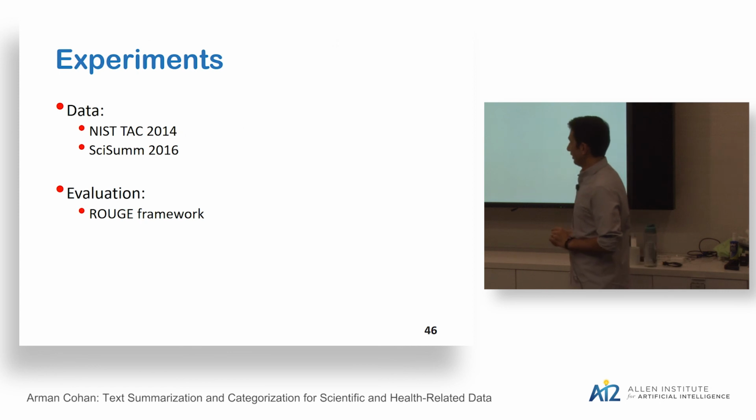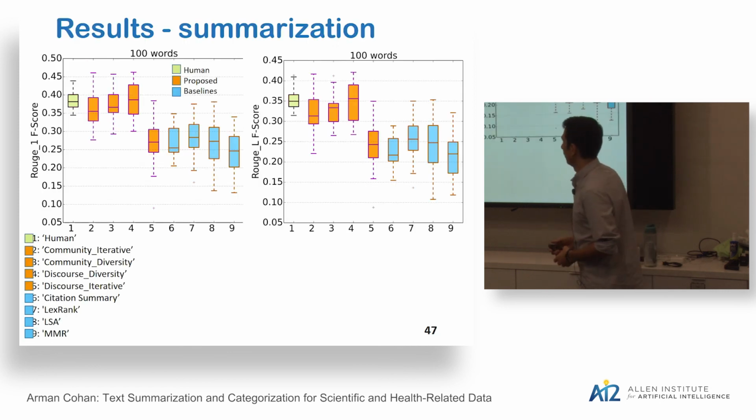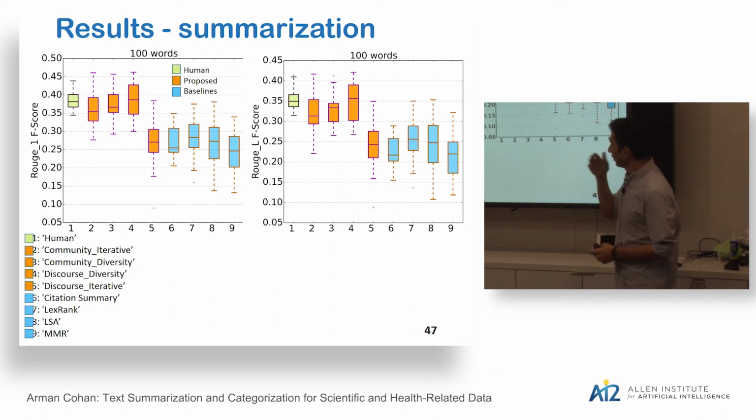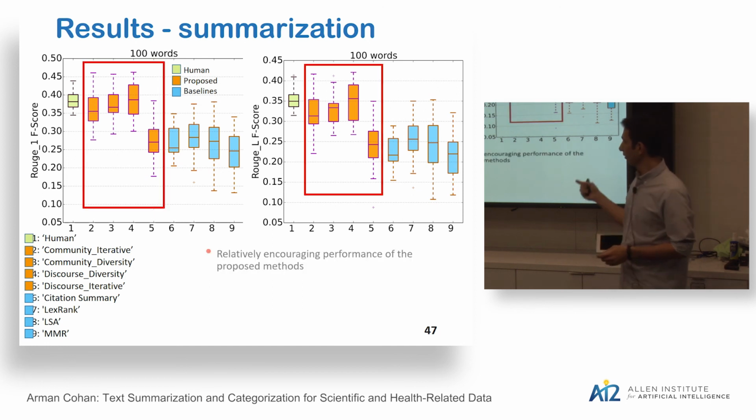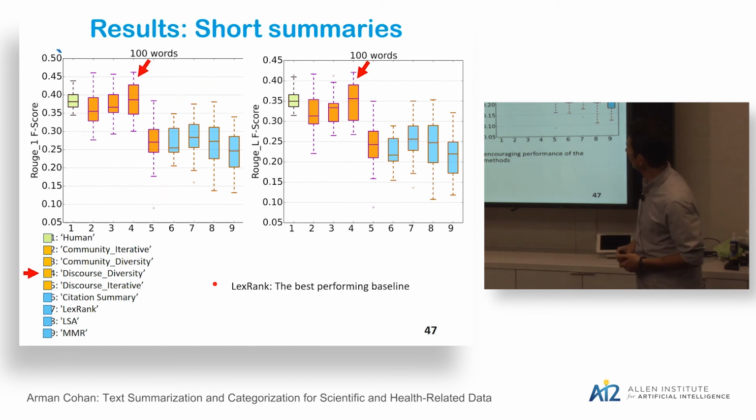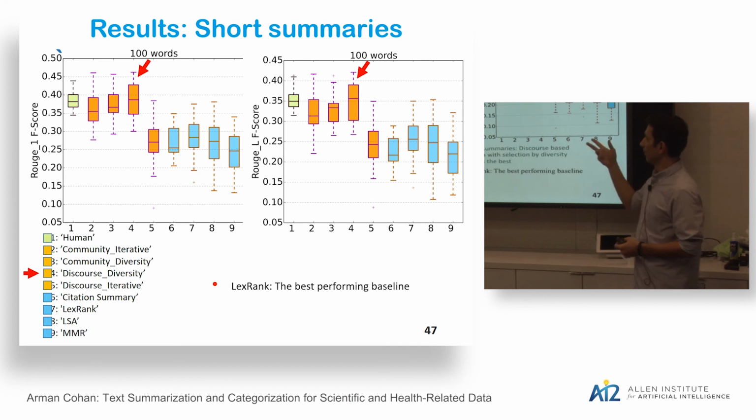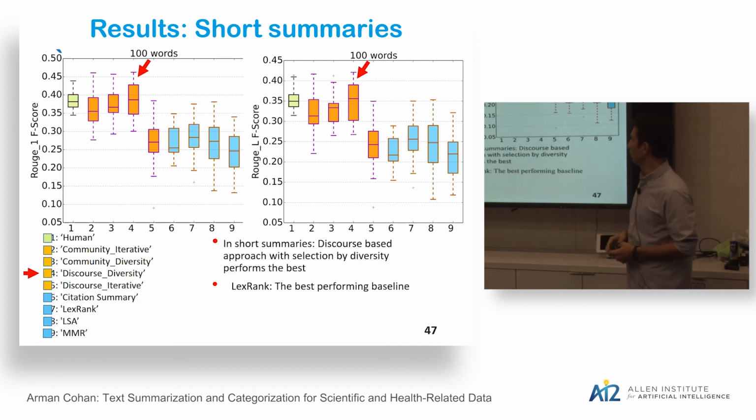Experiments are again on the TAC dataset and the SciSum dataset, and we evaluate this using the Rouge framework. These are the results. I'm showing box plots here, which also show the variation of the results between topics. Orange ones are our results, blue ones are baseline results, and green on the left is the human score. So we can see that our methods are working very well. They're outperforming all the baselines, and in one term, we're specifically matching the human score as well.